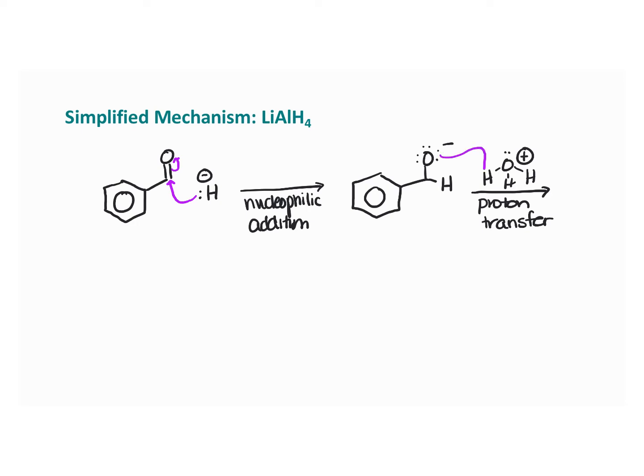Where these electrons are going to come and grab that proton. Those electrons are going to go back there to form water. And again, I'm not going to show that hydrogen. You can if you want. It's still there. We just don't have to show it. And so now we have our primary alcohol.